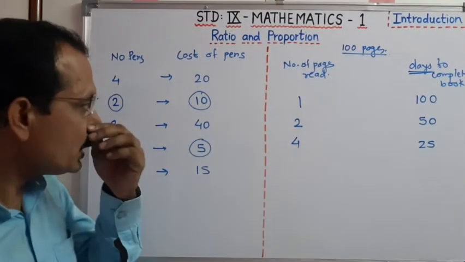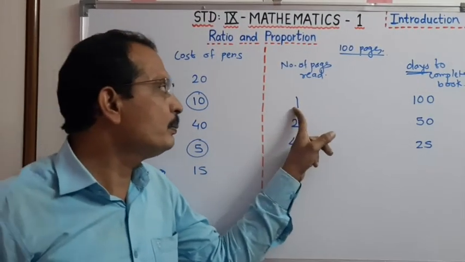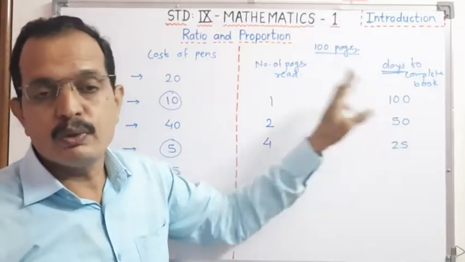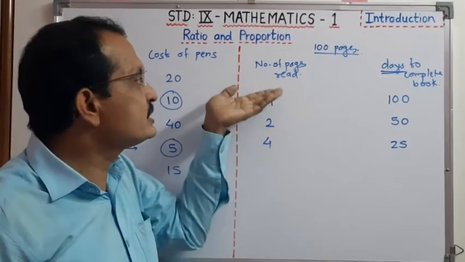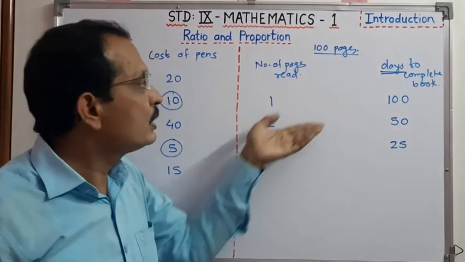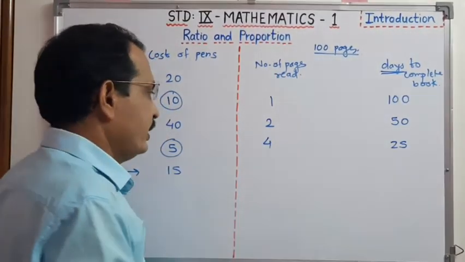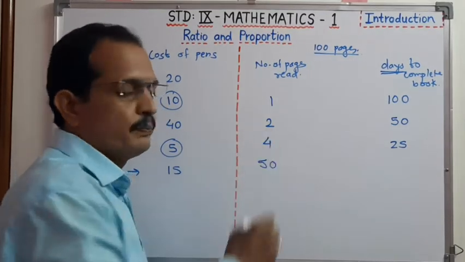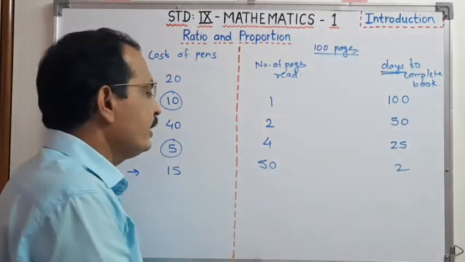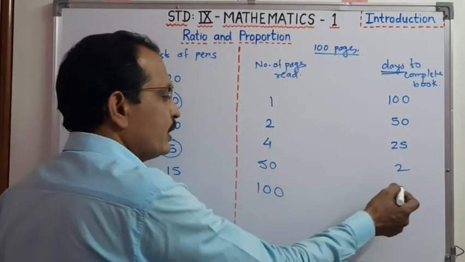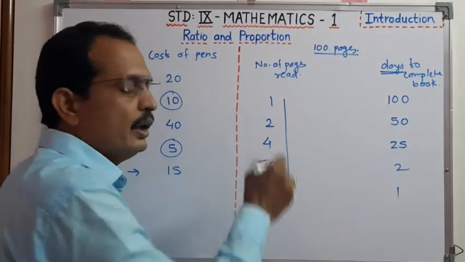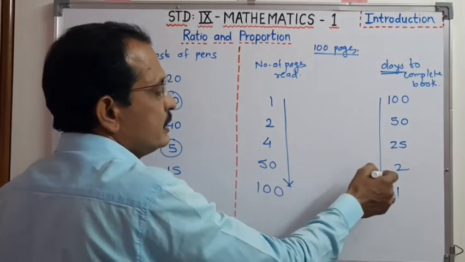But here, if we observe, if I read 1 page every day, then the number of days required to complete it will be 100. If I increase the number of pages to 2, then the days decrease. With 4 pages, the days are 25. If I read 50 pages per day, then it requires 2 days to complete that book. If I read 100 pages, then I require 1 day. That means in this case, if this quantity is increasing, this quantity is decreasing.